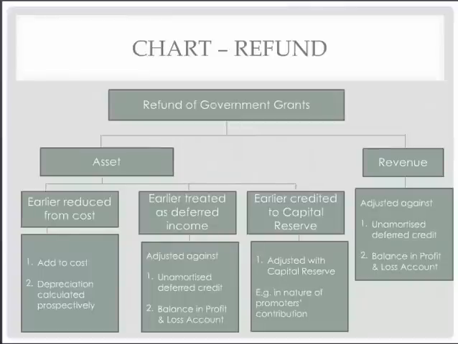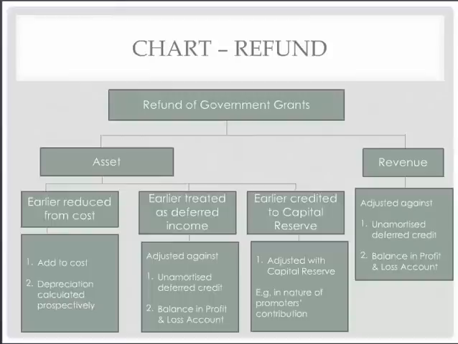Students, this chart summarizes the entire refund accounting which we have discussed till now. As we discussed, refund of government grant can relate to an asset or capital contribution, or it can relate to revenue. In case of an asset, you have two options: one, if you have reduced it from cost, or if you have credited it to deferred income. Now, if you had earlier reduced it from cost, you will now increase the cost. That means you will add the refund amount to the cost, and depreciation will be calculated prospectively.